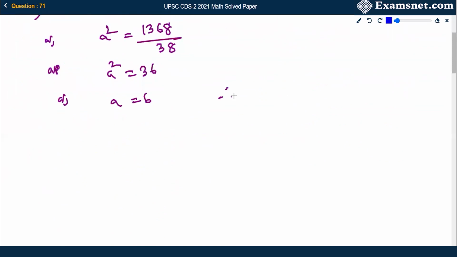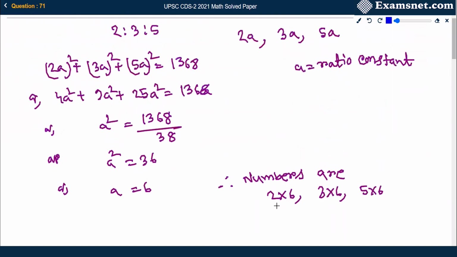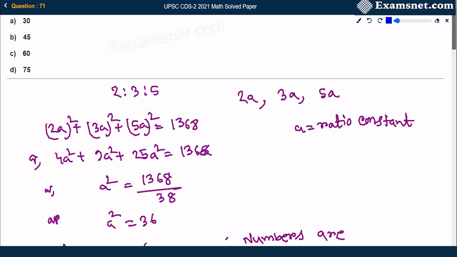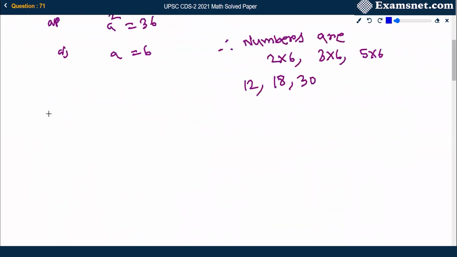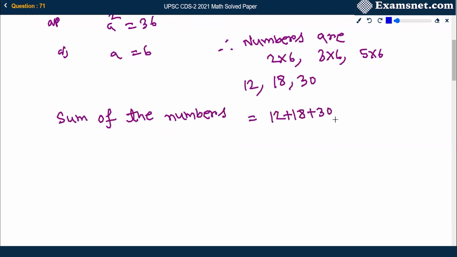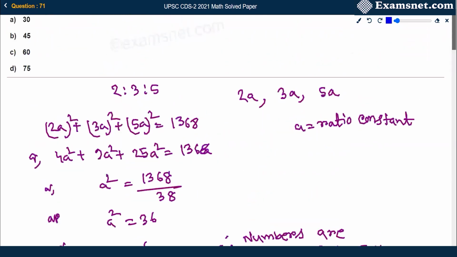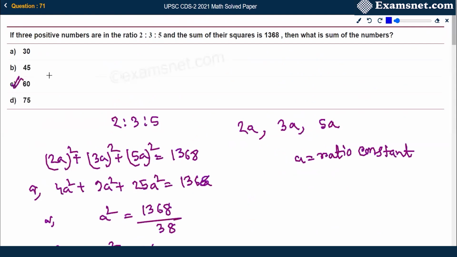So the numbers are 2 multiplied by 6, 3 multiplied by 6, and 5 multiplied by 6. So 12, 18, and 30. So here, what is the sum of the numbers? So sum of the numbers, that is 12 plus 18 plus 30. So that is 60. Sum of the numbers is 60. Here option C is the correct answer.